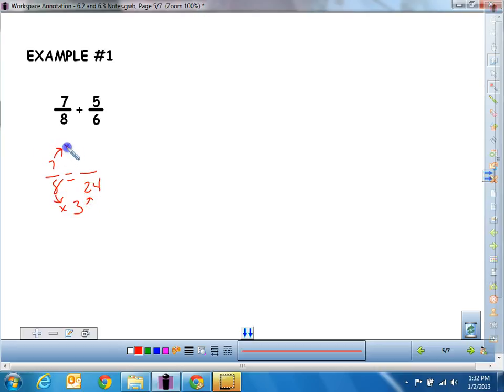Whatever I do to the bottom number, I need to do the same thing to the top number. So I need to take 7 times 3 to get 21. So 7/8 becomes 21/24. And now I need to change 5/6 to equal something over 24. So I've got 5/6 is equal to blank over 24.